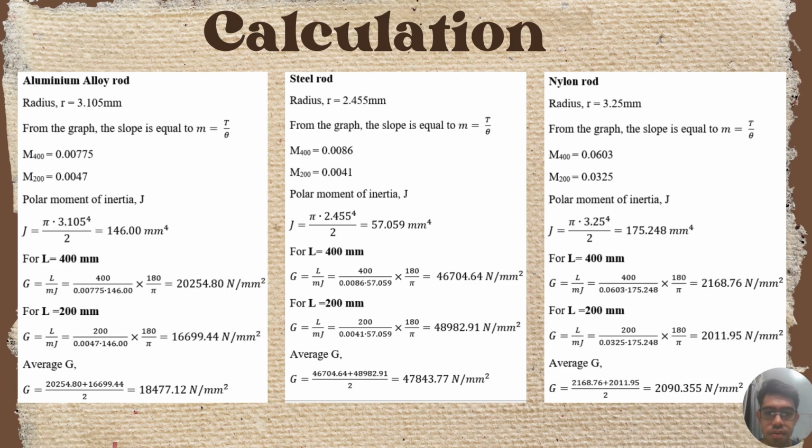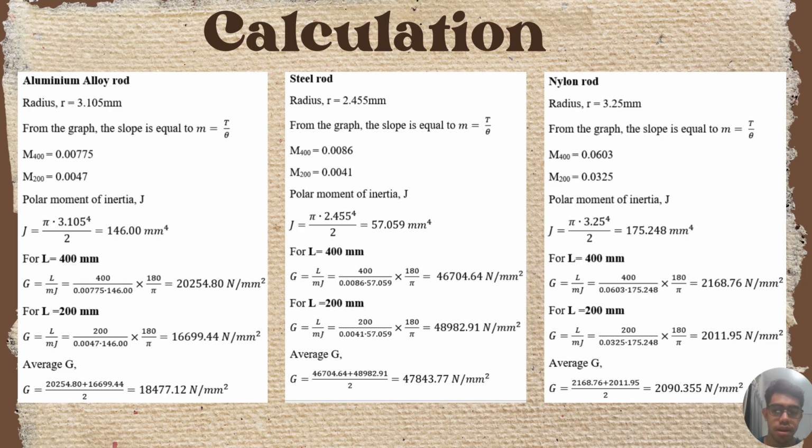Next we need to calculate the polar moment of inertia J, and the formula is pi c to the power of 4 over 2, and we get 1.146 millimeter power of 4.